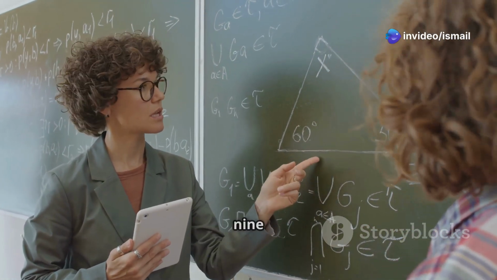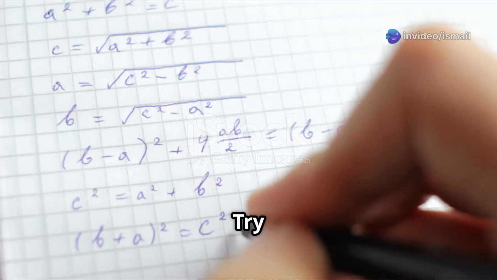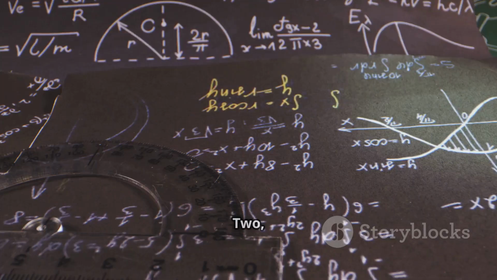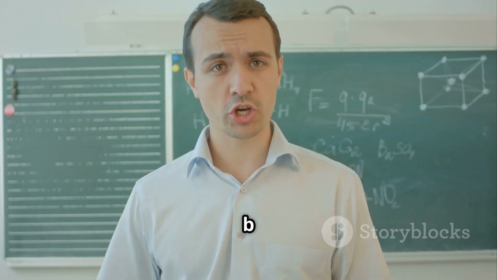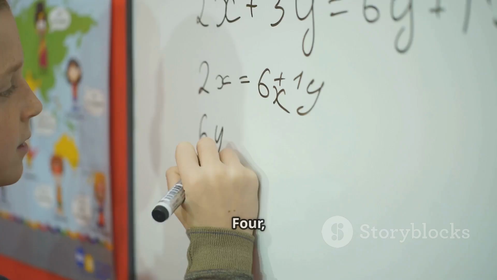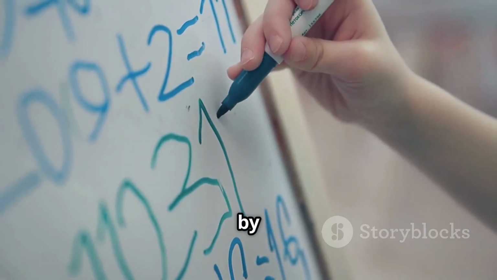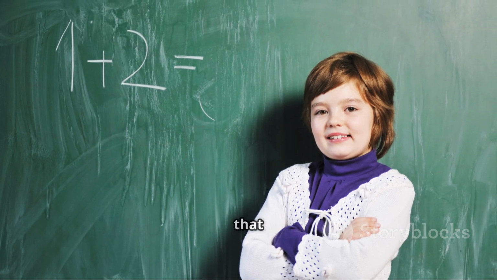Section 9. Practice makes perfect, test your skills. Now it's your turn. Try changing the subject in these equations. 1, y plus 7 equals 15. 2, 4x minus 5 equals 11. 3, 3 times b plus 2 equals 18. 4, a divided by 3 minus 2 equals 4. Remember to show your work step by step. The more you practice, the more confident you'll become in tackling any equation that comes your way.